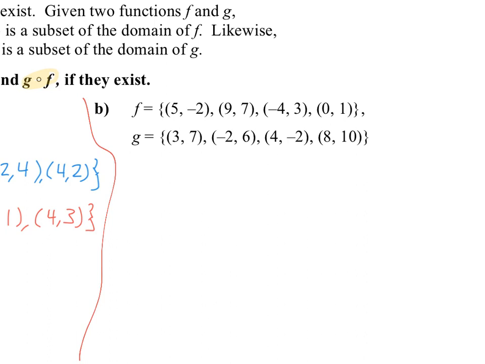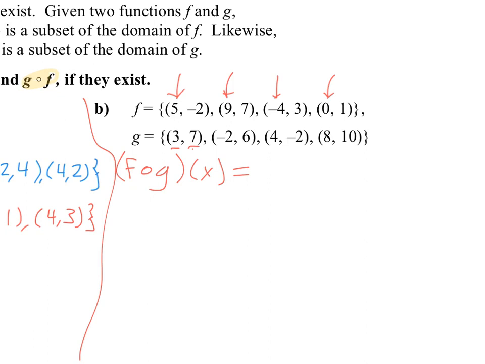Okay, for part B, we want to find F compose G of X. So you always start with the second letter, so we start with the G coordinates. Notice we start at 3, that takes us to 7. There are no 7s in any of these X coordinates, so we don't have anything for that coordinate. Let's do the next coordinate.